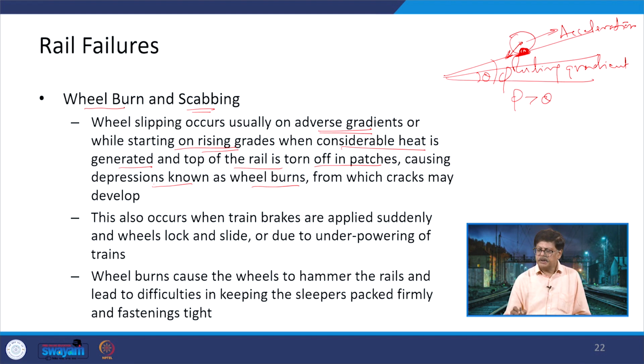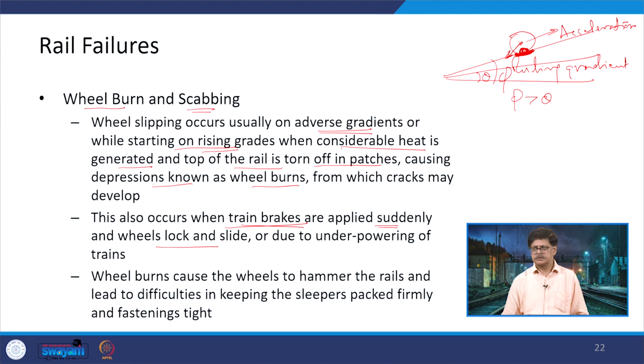And this burning of the rail head, initially it will go in this form if there is a plastic deformation happening, and then finally it may culminate into cracks which may start propagating in different directions. This also occurs when the train brakes are applied suddenly, or the wheel locks and it starts sliding.